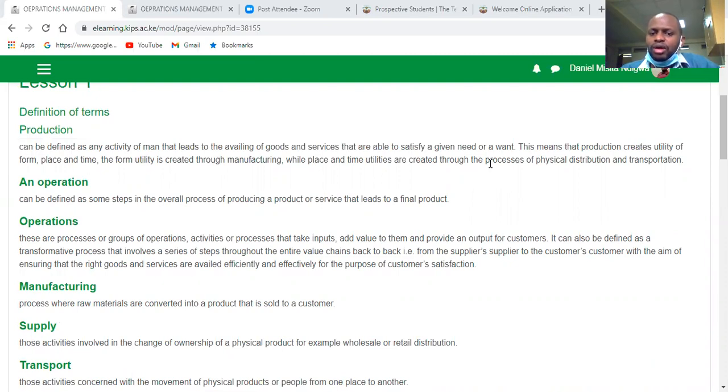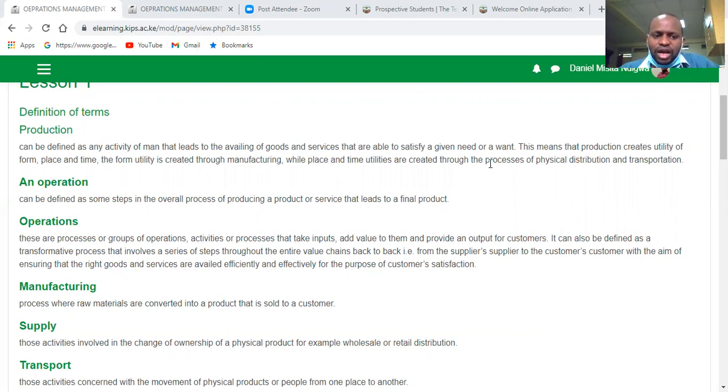that are able to satisfy a given need or want. So anything or any activity that a man does for purposes of providing or availing goods and services is what you are referring to as production. Then you have an operation.